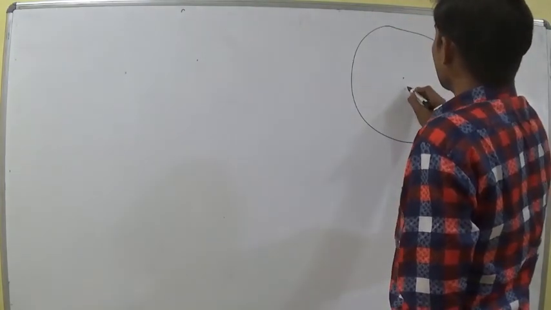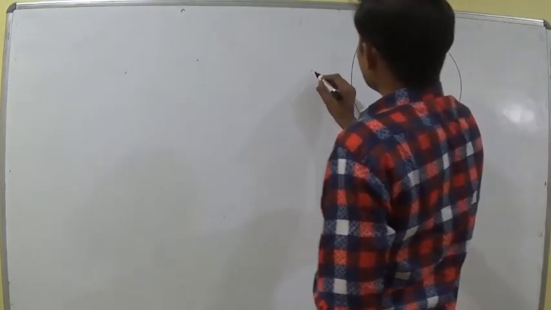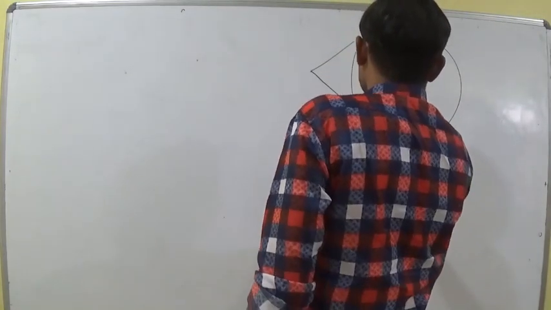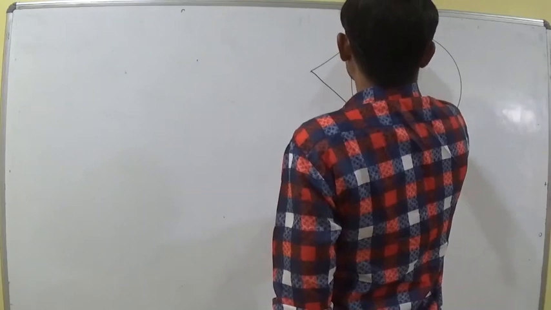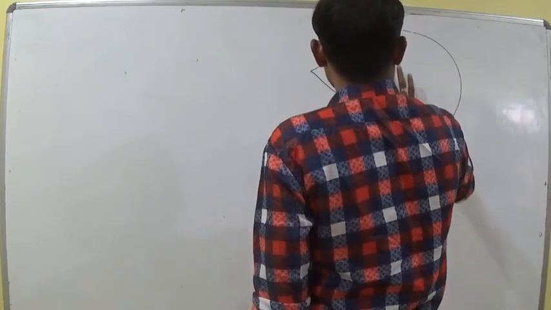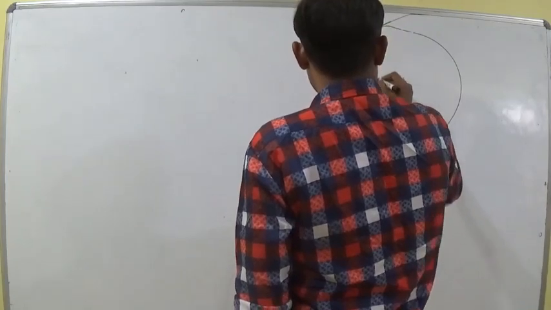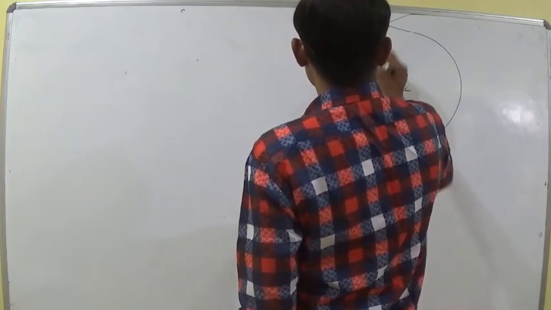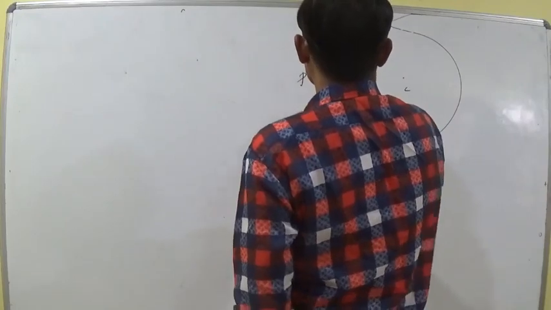Circle, its center C, the point is external point P. The tangents are drawn like this. Then this is the chord of contact. A suppose, B suppose, P.